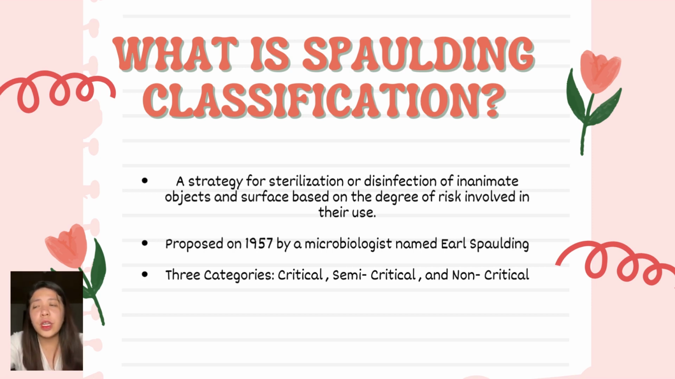And Spaulding classification has three categories. The first category is critical, or also known as high. The second category is semi-critical, or also known as intermediate. And the last category is non-critical, or low.